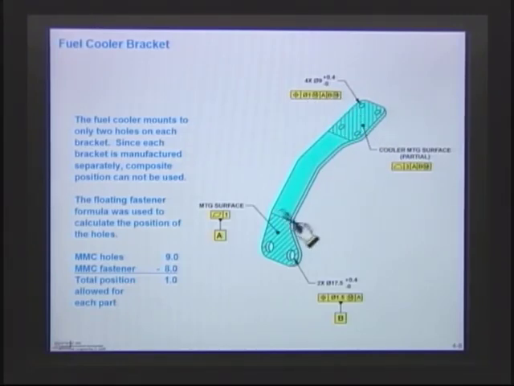Now what about the remaining features on this part? Also, do you notice what I did here when I did this fuel cooler? I did this as a partial datum. In other words, it only mounted on this area here, so I didn't see it was necessary to be able to control the tolerance all the way. So I would have to give you a dimension where that was, right?